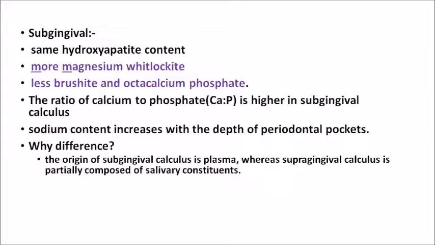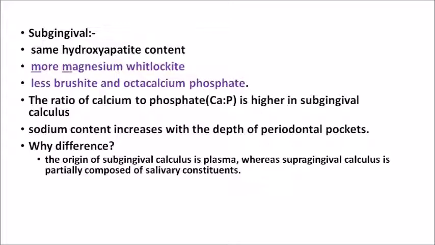It has more magnesium whitlockite, more of magnesium. And the other two crystal forms are lesser. Brushite and octacalcium phosphate are lesser in subgingival calculus. One more thing, subgingival calculus is harder and it has more calcium. So the calcium phosphate ratio is higher in subgingival calculus.